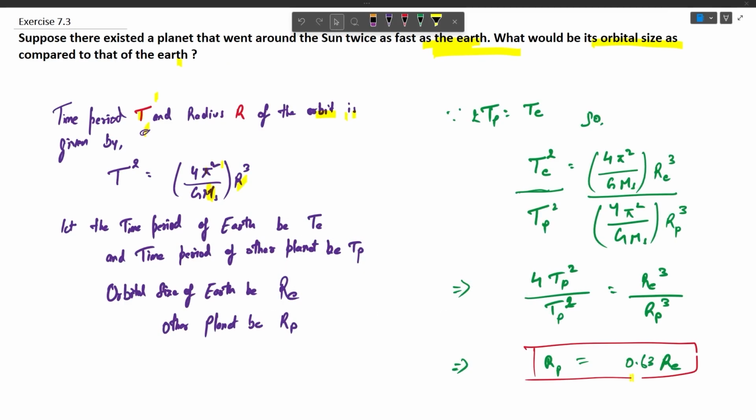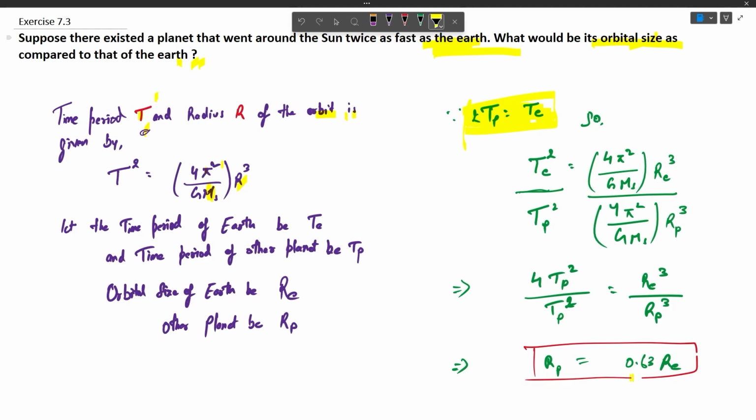The question is saying that suppose there existed a planet that went around the sun twice as fast as the earth, what would be the orbital size of the planet as compared to that of the earth? So the question is saying that the time period of that planet is half of that of the earth, or the time period of earth is twice that of the planet. So we have to compare its orbital size.